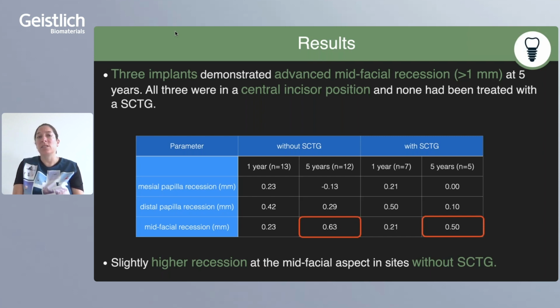All of these recessions were in a central incisor position, and none of them had been treated with a connective tissue graft. And if you look at the results, comparing the sites with the connective tissue graft on the right in the table, with the patients that have not received the soft tissue augmentation on the left in the table, you see a slightly higher recession in the sites where no grafting had been performed.